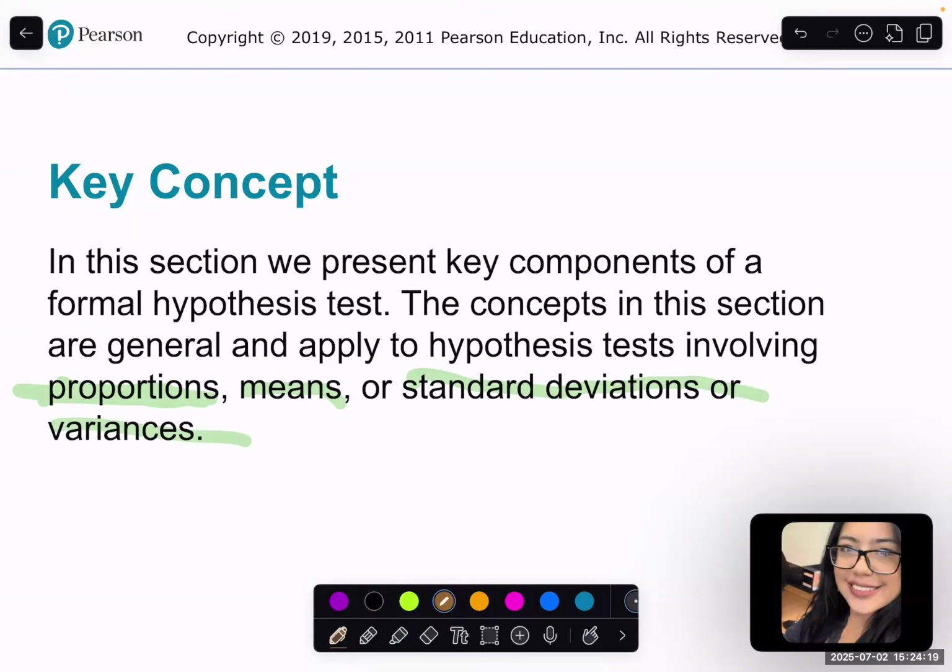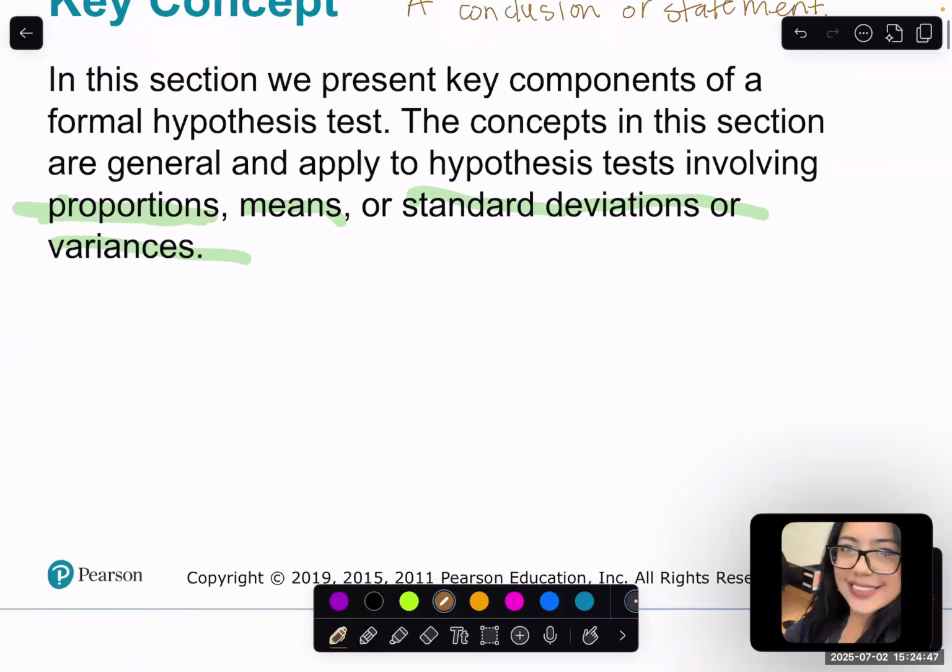Remember that this helps us give a conclusion about a claim or statement. Remember that we looked in chapter 7 at the difference between a confidence interval and hypotheses testing. Hypotheses testing is definitely used to give us an inference of what's going to happen.